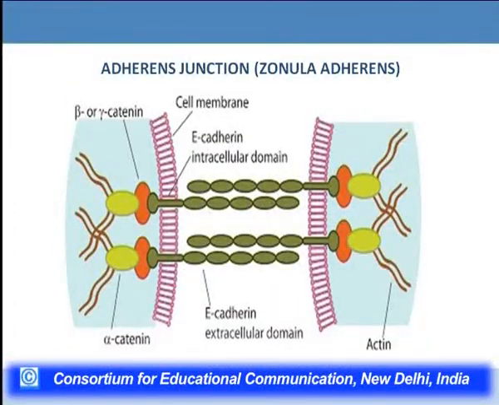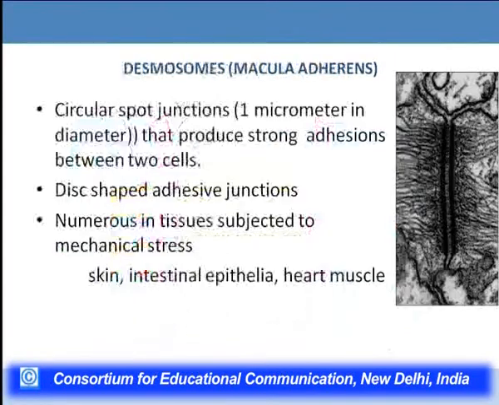This particular panel shows how a zonula adherens or adherent junction is arranged. We can see here overlapping of cadherin molecules with each other, and towards the cytoplasmic sites are present actin filaments which are attached to the cytoplasmic tail of cadherin through beta or gamma catenin.